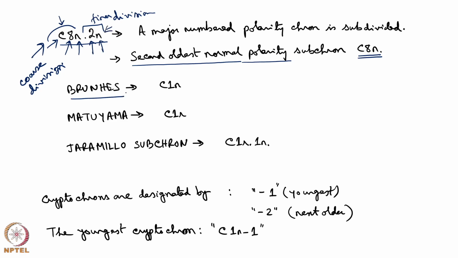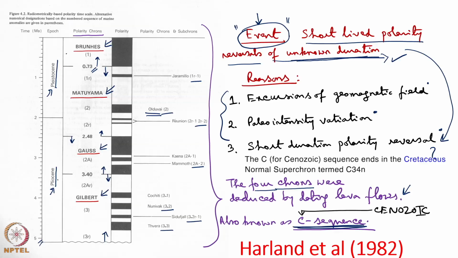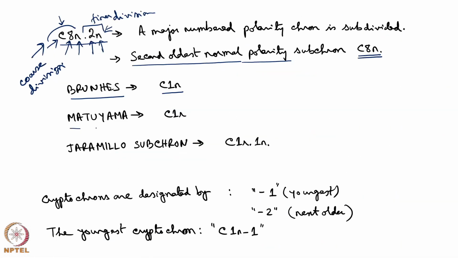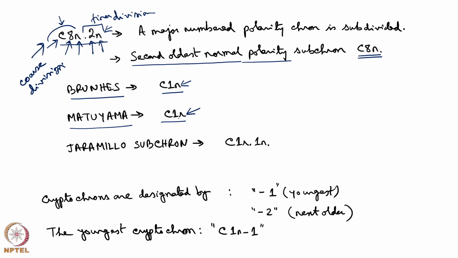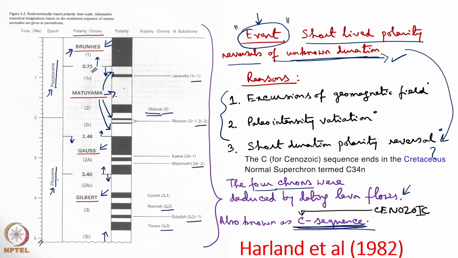The Brunhes will be represented by C1N. Here is the Brunhes, this C1N. The Matsuyama will be given by C1R, here N for the normal polarity, R for the reverse polarity. Let us look at the Matsuyama. We find for the Matsuyama mostly it is white, so we call this C1R, R for the reverse. For Brunhes it was N, normal. You can see for Brunhes it is all black, which means normal polarity.